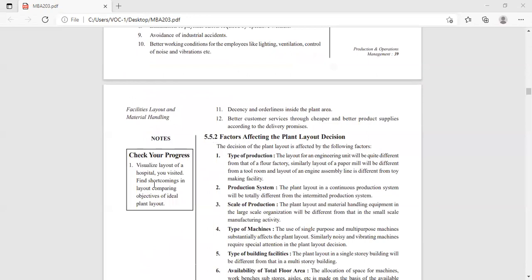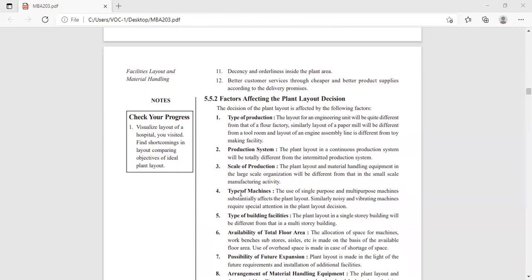Next is factors affecting the plant layout decisions. So there are factors like type of production, production system, scale of production, type of machine. Is it a single purpose or multi-purpose machine, which affects the plant layout. Then type of building facilities. The building is a single story building or multiple story building.